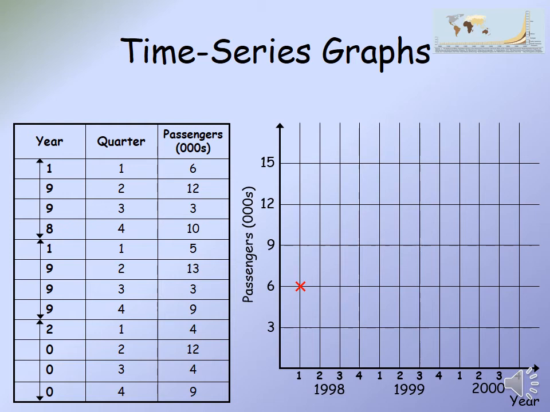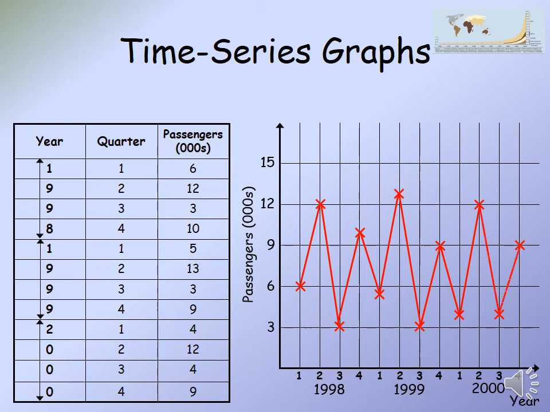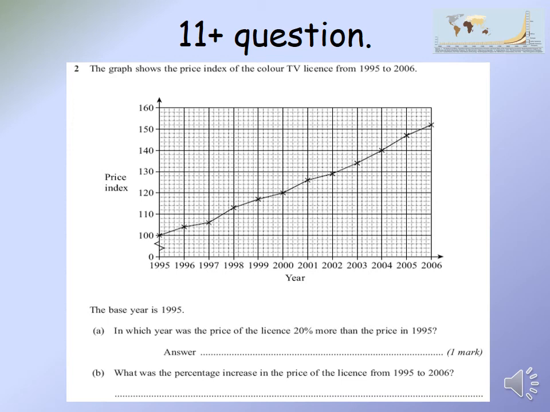So as you can see, it starts off on 6, 12, okay, so it's joining the crosses. Okay, so as you can see, we've got all sorts of numbers there, and we've actually declined from 1999. So in the third quarter it was very low, and then it improved in 2000. Okay, so I do hope that you are able to do that.